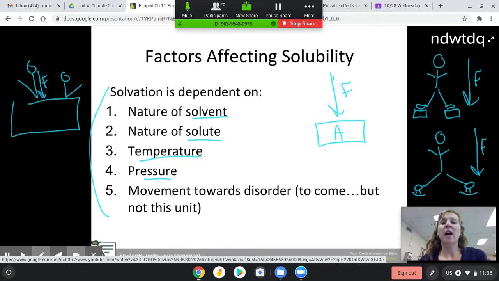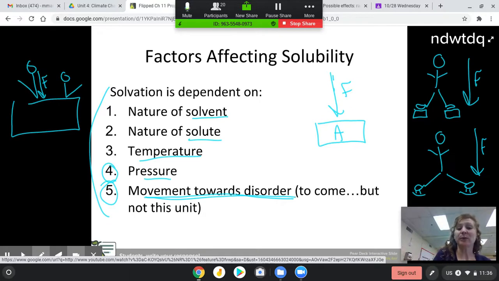So for us, pressure has to do with the amount of times molecules collide with a specific area. So pressure can affect solubility also. And then there's this fifth factor, which is this movement towards disorder, that also affects solubility. But we're going to talk about disorder when we talk about thermodynamics. So we'll get there. We're not going to talk about it in this chapter.